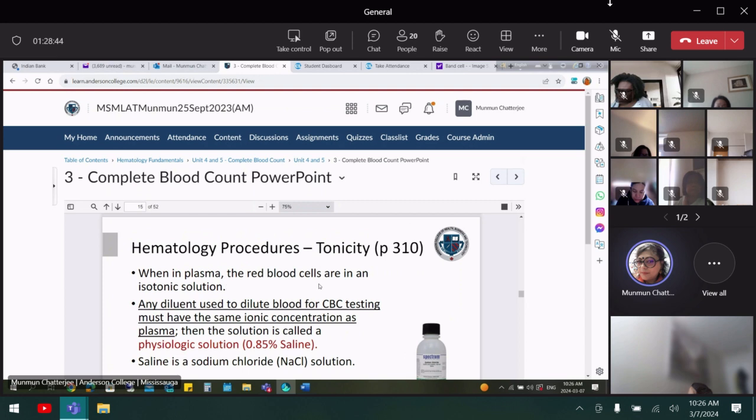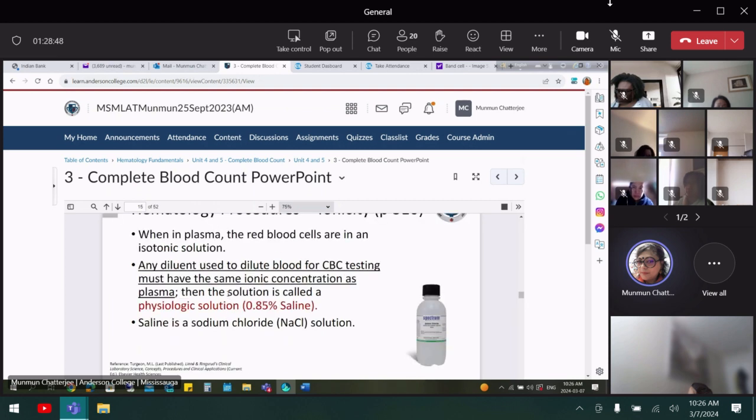In plasma, the red blood cells are in an isotonic solution. What does isotonic mean? The pressure inside and outside is the same. You remember we have talked about osmosis and diffusion. Does anyone remember that from when you learned chemistry? Yes, ma'am. So that is the thing.